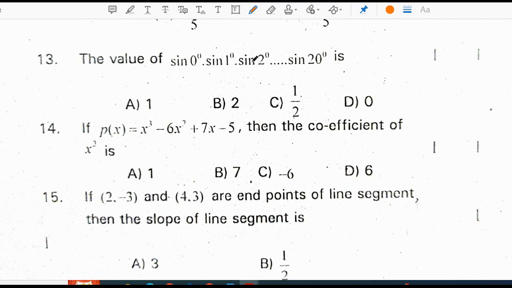The value of sine 0, sine 1, sine 2, and so on up to sine 20 is 0. The reason is that sine 0 value is 0, and 0 into any number will also be 0. So the correct option for the 13th question is D.